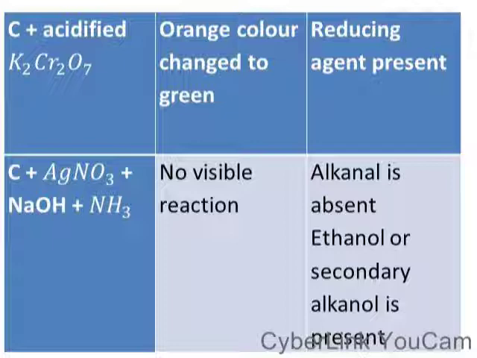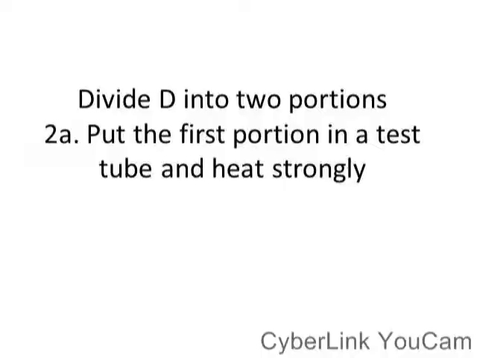And when we talk of alkanol, we have three categories: the primary, secondary, and tertiary. So it's either you have a primary alkanol here or a secondary alkanol should be present. But a tertiary alkanol is not here. So just follow the inference here. You will be good to go.